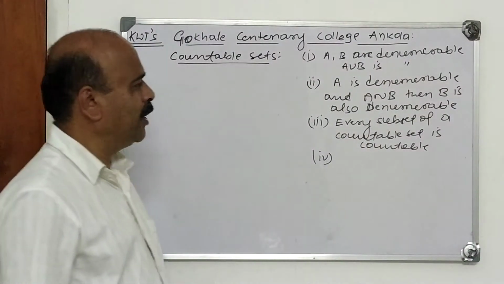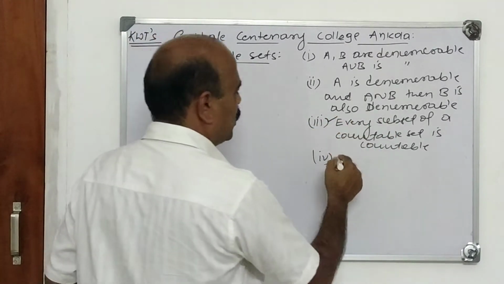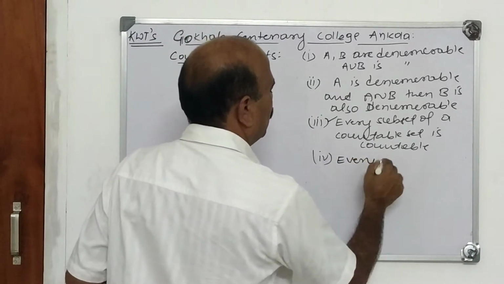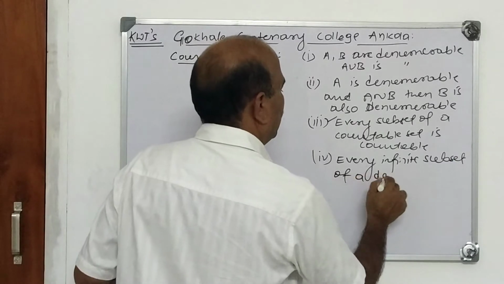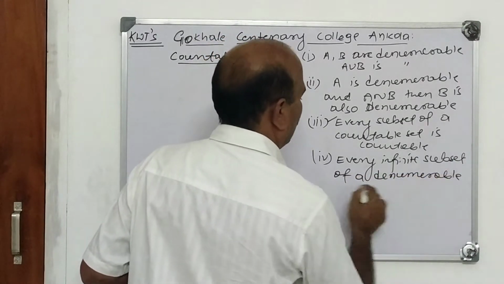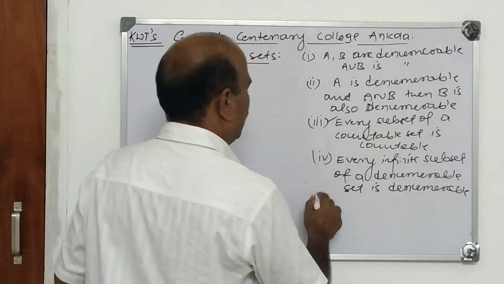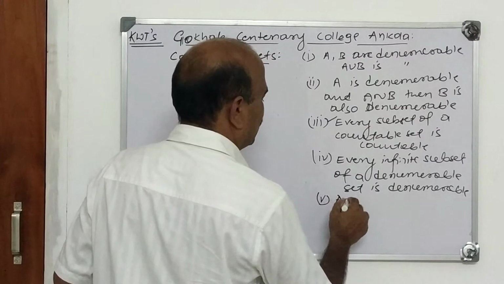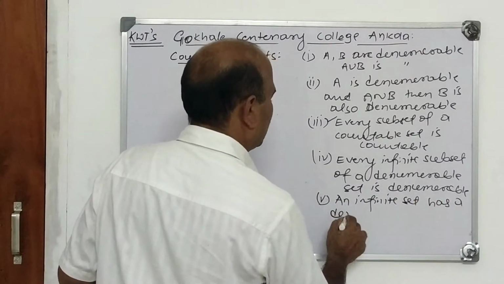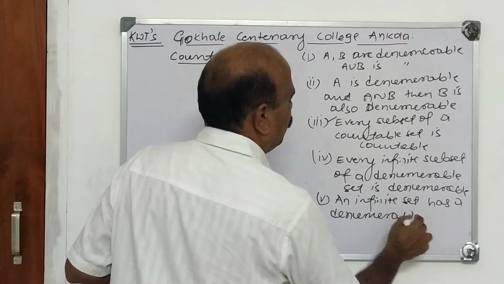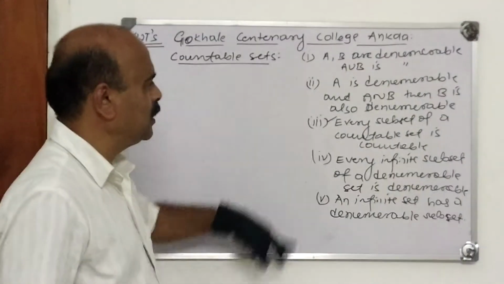We have divided the proof into different cases and we have proved this one. Go through that, it is important. Now an immediate corollary to this result is, every infinite subset of a denumerable set is denumerable. And finally, if an infinite set has a denumerable subset. These are the different results that we have already studied, say 5 results.